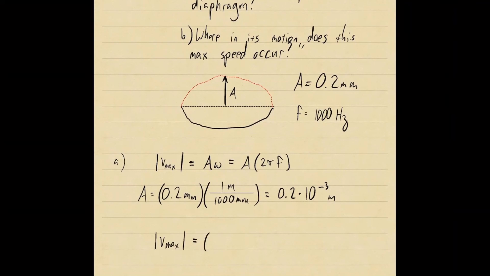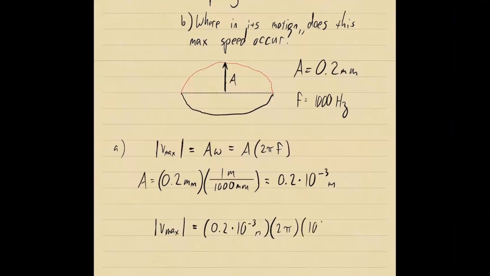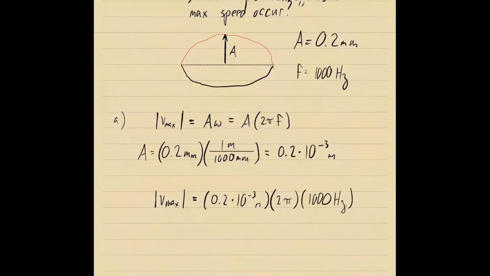Right, so it's the amplitude, 0.2 times 10 to the negative 3 meters, times 2 pi times the frequency, which is 1,000 hertz. Multiplying all this together gives us a max speed, right? The fastest that this membrane is moving as it undergoes this motion. That max speed is 1.26 meters per second. Right, so this is part A.